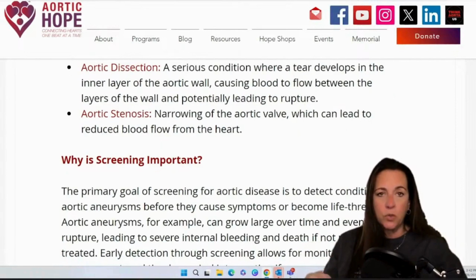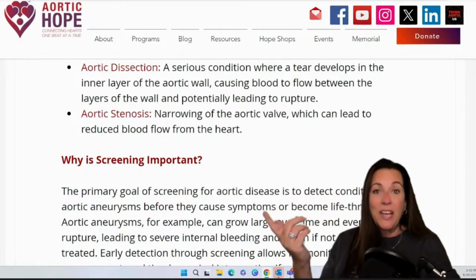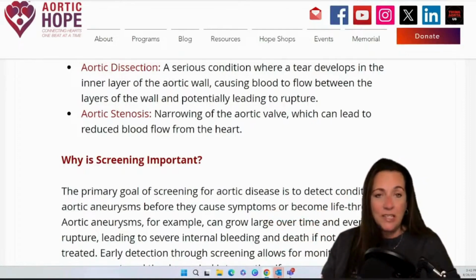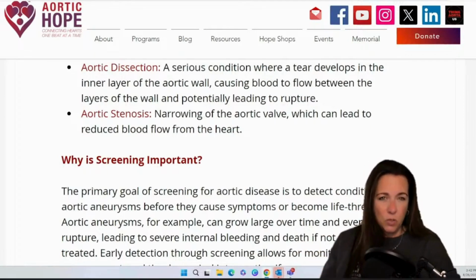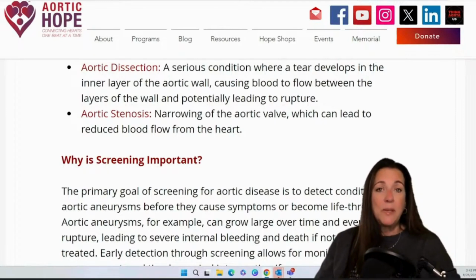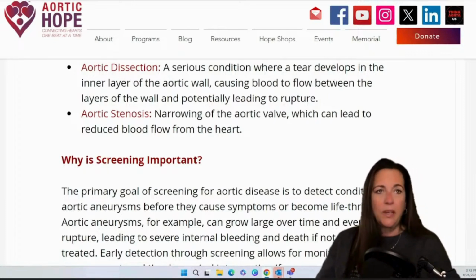The primary goal of screening for aortic disease is to detect conditions like aortic aneurysms before they actually cause any symptoms. And they are typically asymptomatic unless you have one in the ascending aorta or arch and it becomes so large that it's impacting your breathing or swallowing. Or if you have one in the abdomen and it's so large that you're feeling some discomfort and you can see pulsating in your belly. These are all things to talk about with your physician to determine what symptoms would lead you to believe that you are in fact symptomatic.